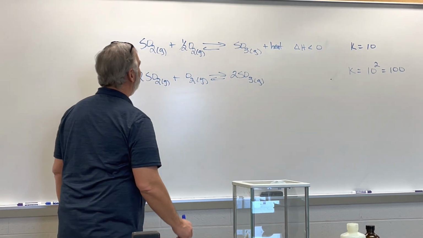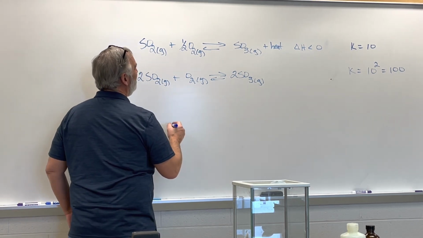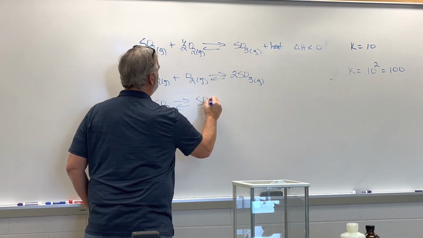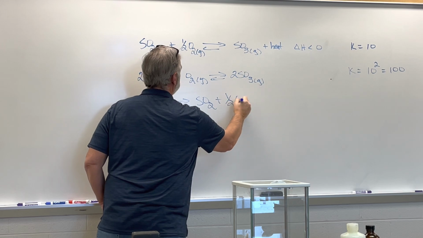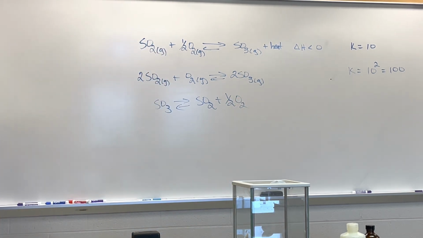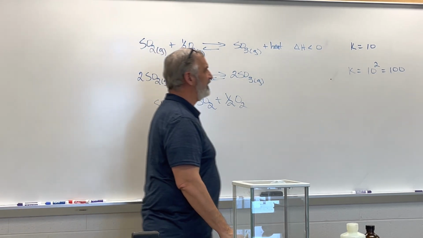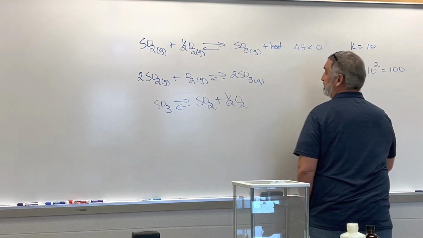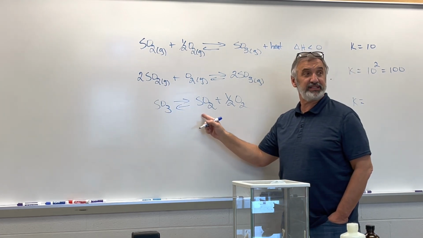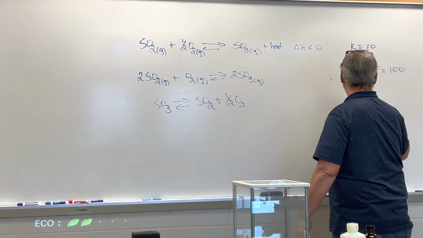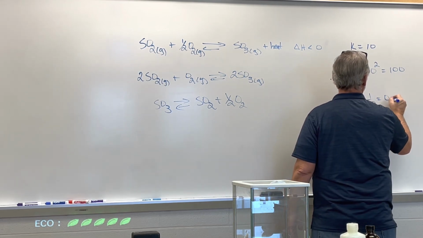All right. Now what if I said SO3 goes to SO2 plus 1/2 O2? What's K going to equal? I heard negative 10, I heard negative 100, I heard 1 over 10. Because products have become reactants and reactants have become products, we're taking the reciprocal of K, so it's 1 over 10, 0.1.